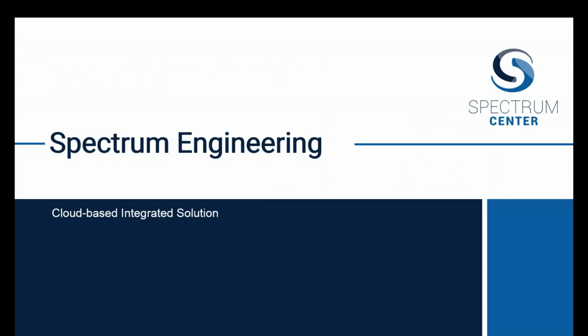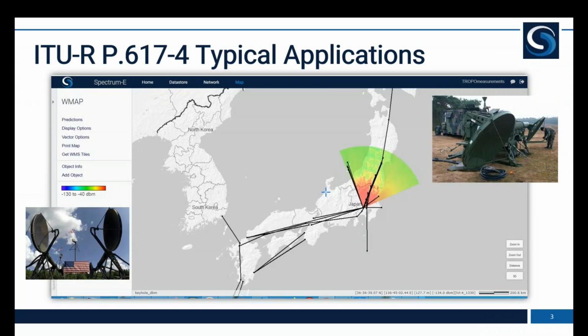So SpectrumE, it's a spectrum engineering tool. It's a cloud-based integrated solution that we've developed at Spectrum Center. And for today's presentation, I'm going to be talking about our implementation of the ITU-R P.617 propagation model for designing and planning of tropolinks.